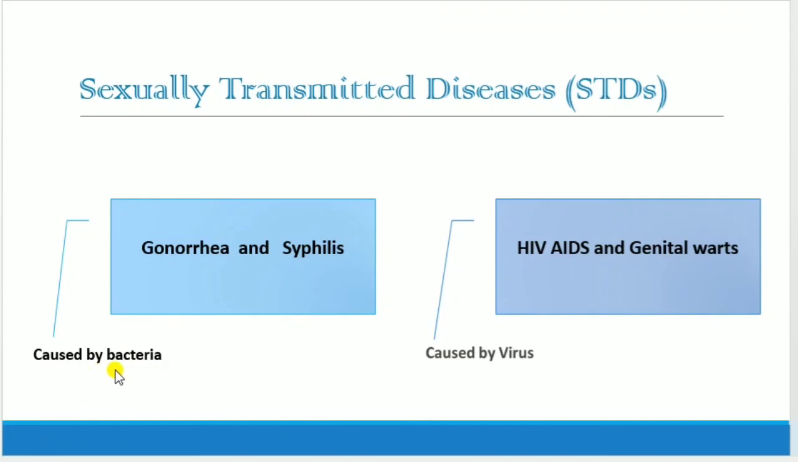In this grade, you don't have to go into detail about these diseases. In grade 12, you have to study all the symptoms, preventive measures, causal agent, mechanism, everything. But for now, you just have to remember the name of the disease and the causal organism.